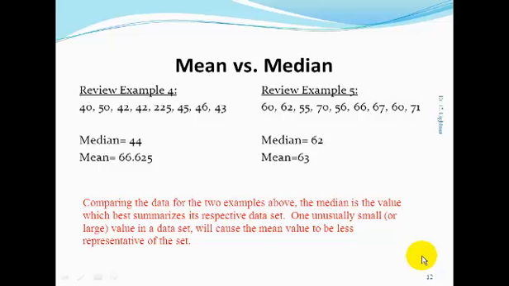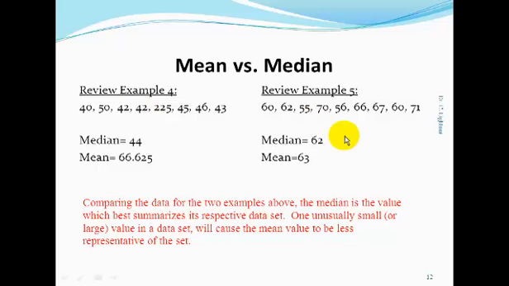If we were given these 2 data sets and asked to describe the central tendencies of these data sets, the median would have been much more appropriate for describing these data values. For the first example, the median was 44. And the overwhelming majority of our numbers are grouped around the number 44. The mean for this data set, however, was 66.625. This number was skewed by the presence of one large number in this data set, which was 225.